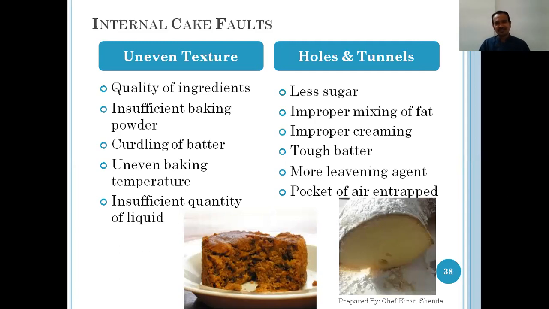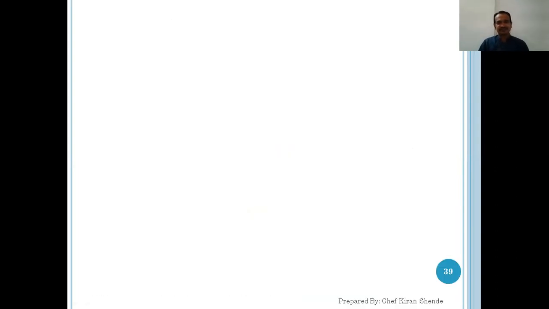But most importantly, if a pocket of air is entrapped at the time of panning, so what happens is the air entraps and there are tunnels which are formed. So it is very important to tap the cake well before it goes inside the oven for baking.